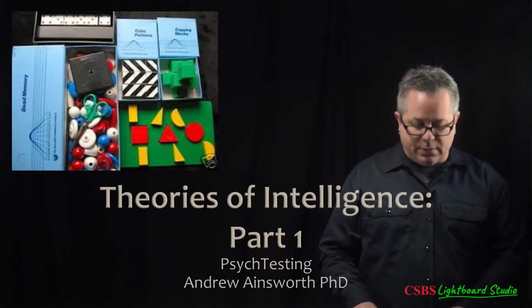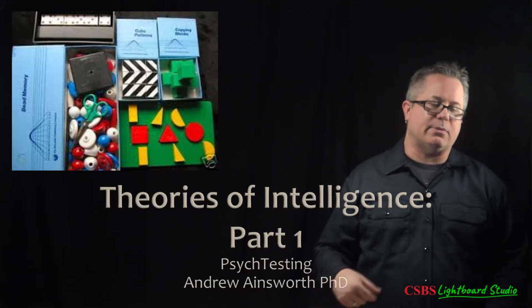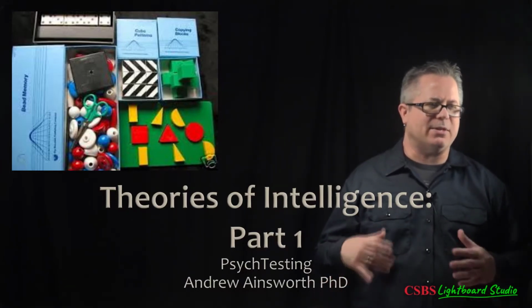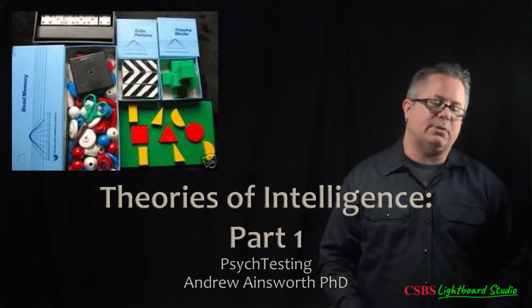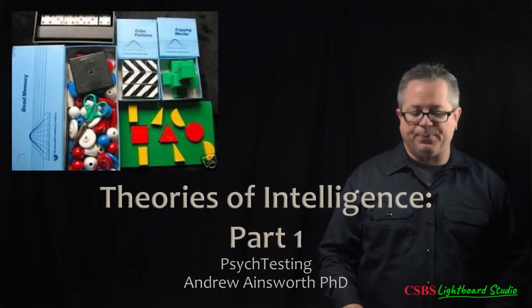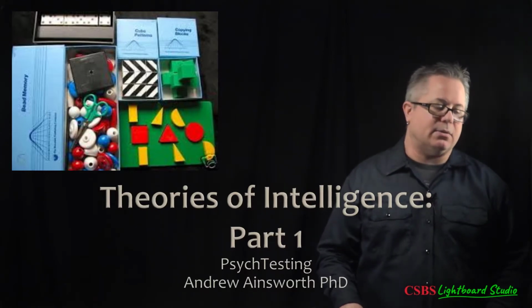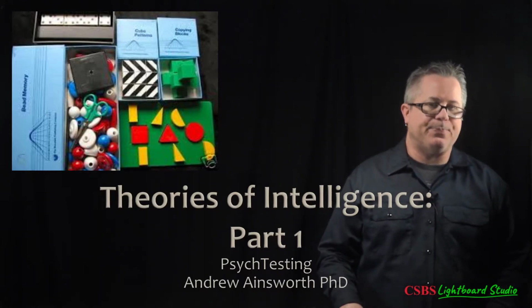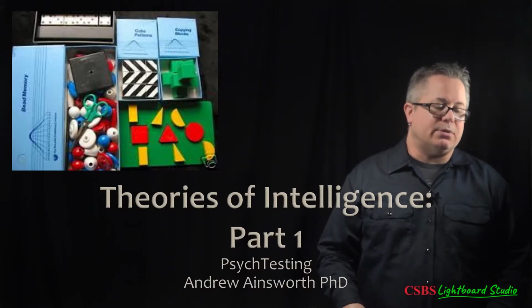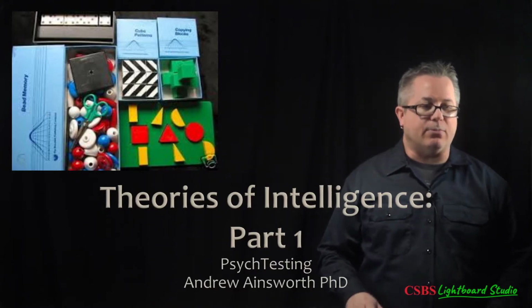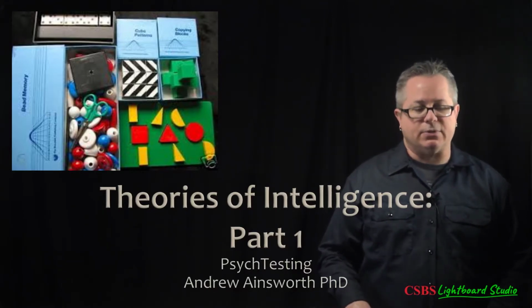All right, so we're going to spend some time talking about how intelligence has been defined, and then we'll spend some time talking specifically about the Stanford-Binet intelligence scale, and then we'll transition to part two where we'll talk more about the Wechsler scales, just to give you an idea of the different approaches to how intelligence has been measured.